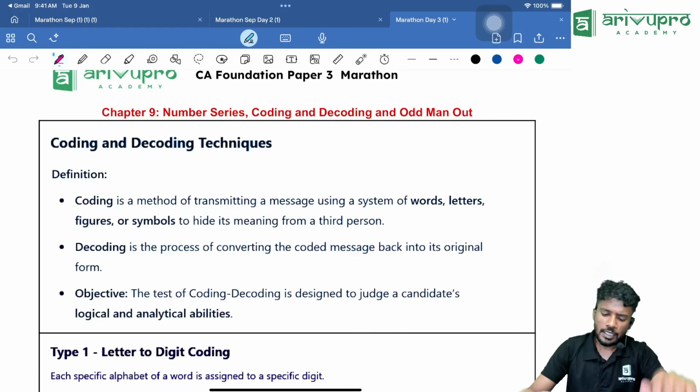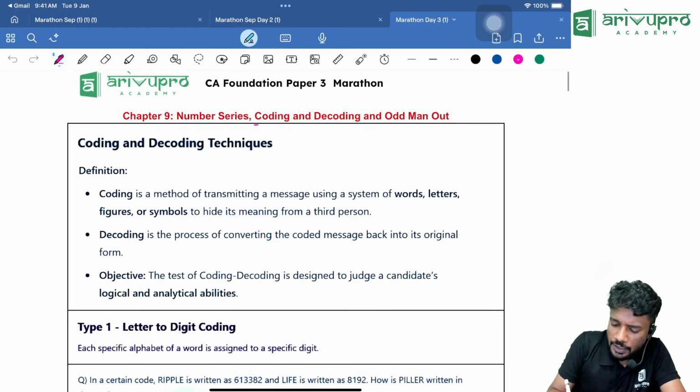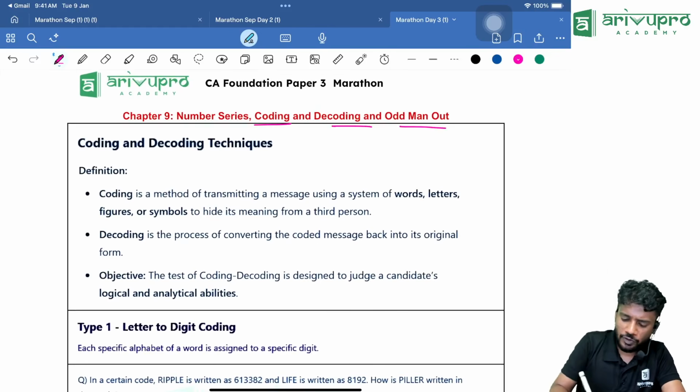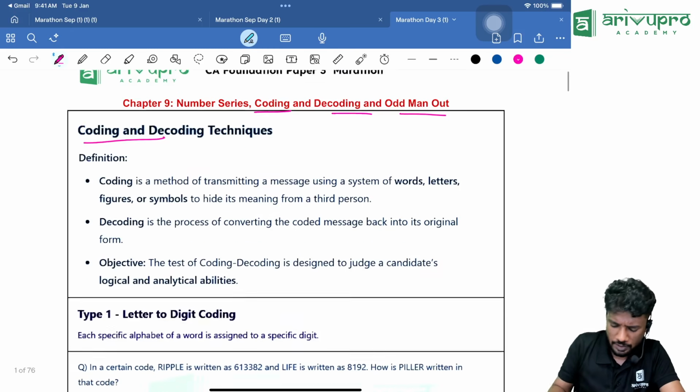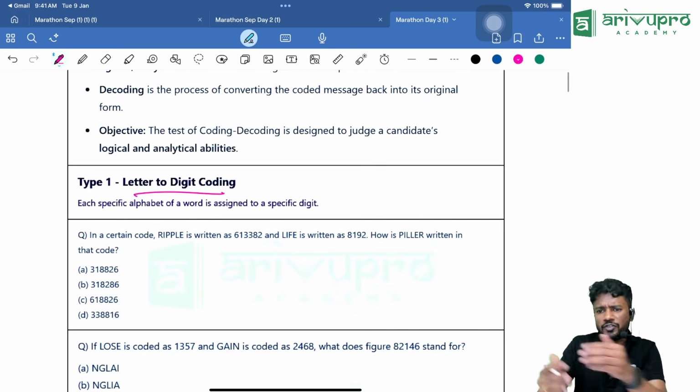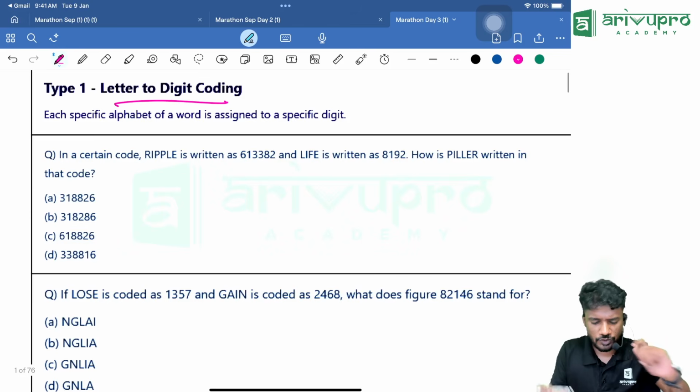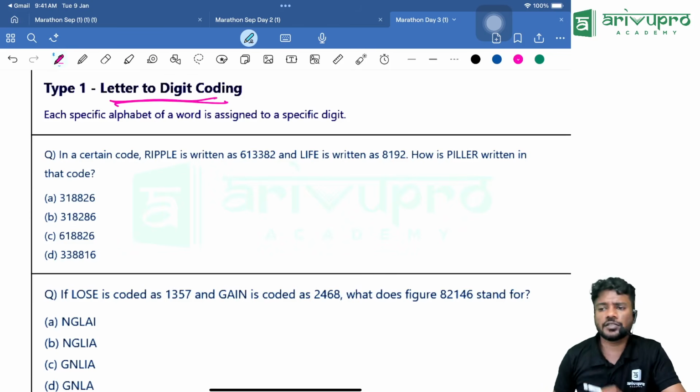Chapter 9, number series, coding, decoding, odd man out. So first one we will start with coding, decoding and letter to digit coding. Then we will go for number series and all. Okay, first one. Look at this. This is letter to digit coding.